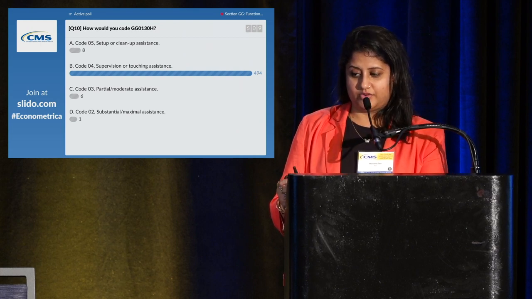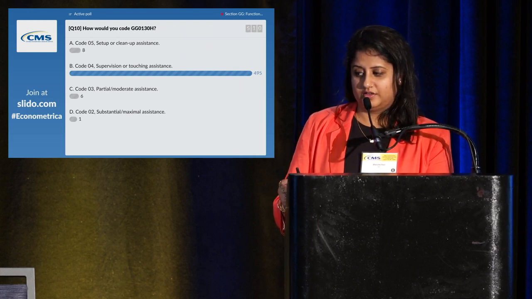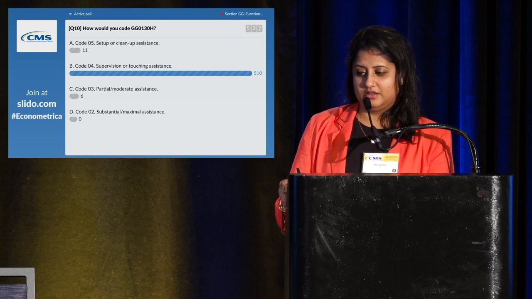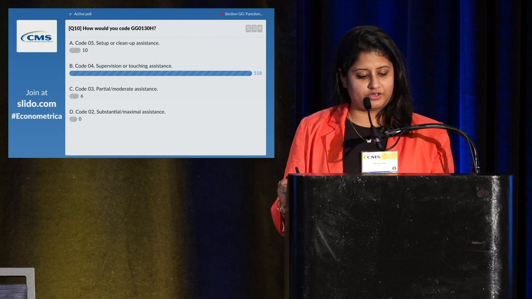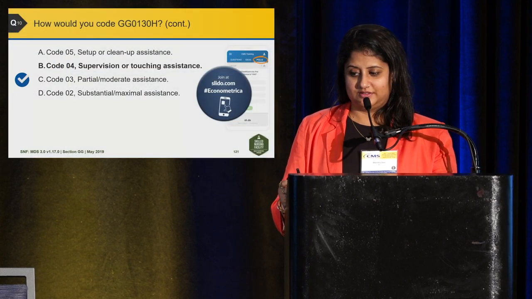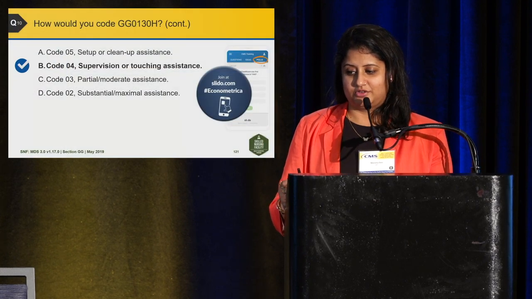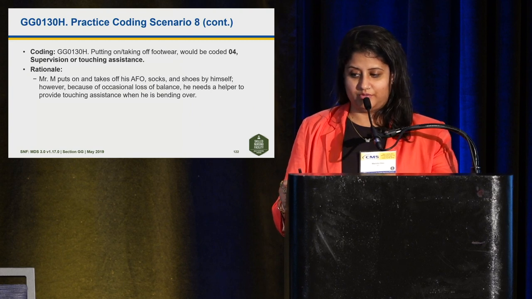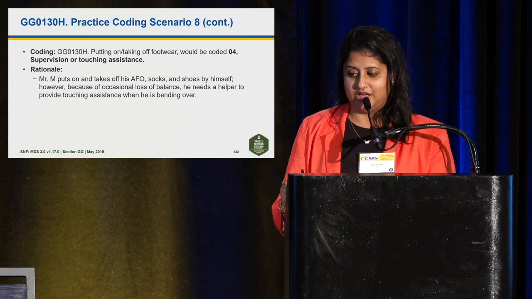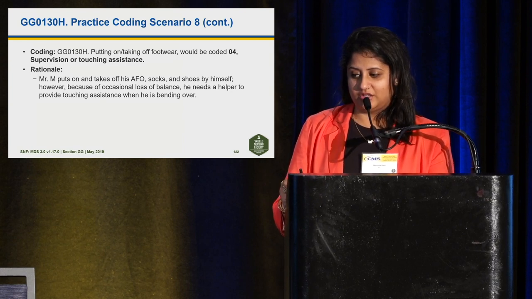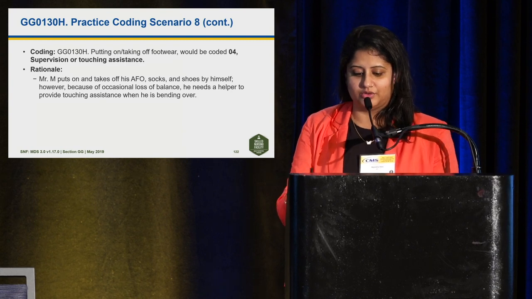So it looks like we have a number of you voting for B, 04, supervision or touching assistance. Let's see if you all are correct. And you are. So the rationale behind this is Mr. M puts on and takes off his AFO, socks, and shoes by himself. However, because of occasional loss of balance, he needs a helper to provide touching assistance when he is bending over.